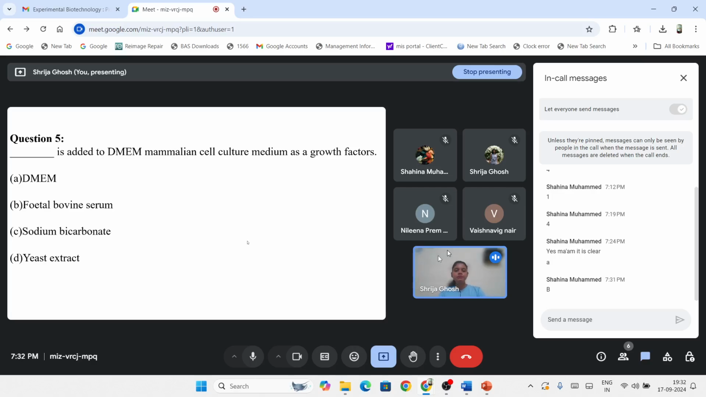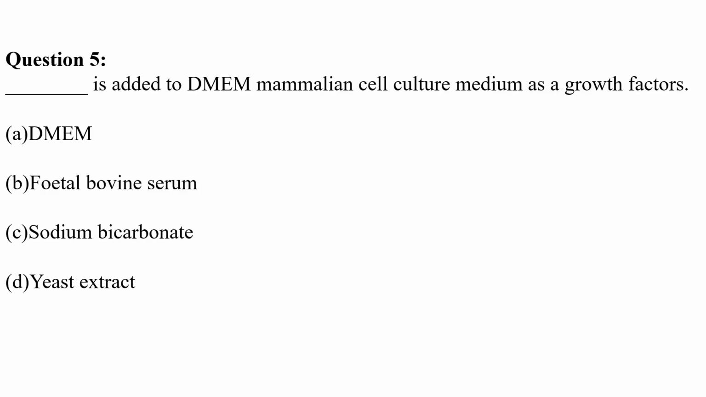So option B, fetal bovine serum is the correct answer. So as I explained, for buffering agent, we are adding sodium bicarbonate. Similarly, for providing different growth factors. So what are these growth factors? All kinds of vitamins and different cofactors that are provided from the fetal bovine serum.